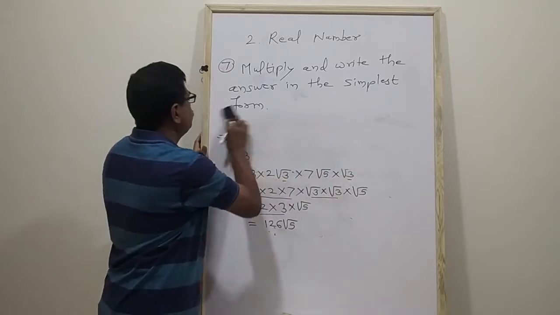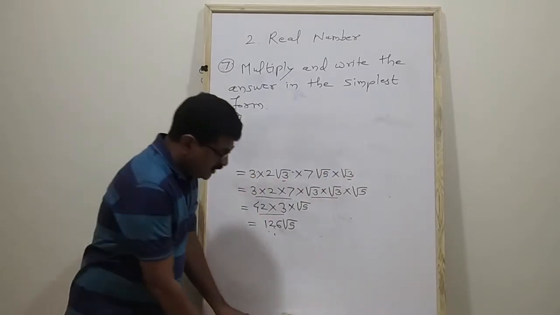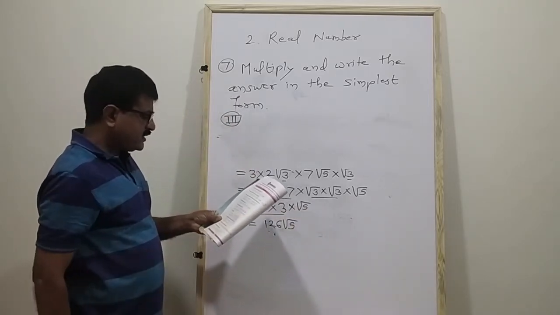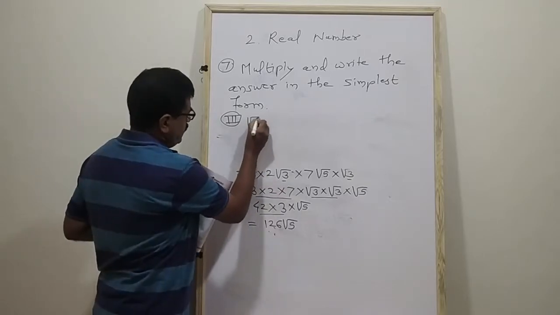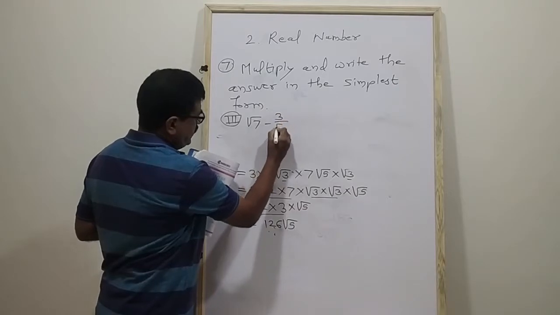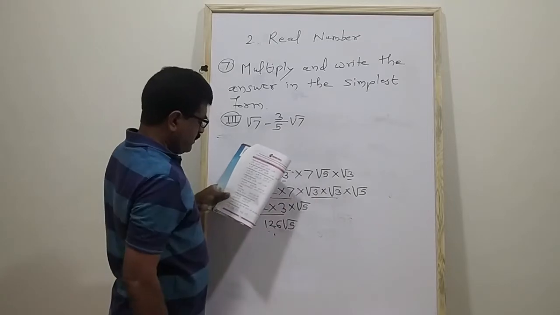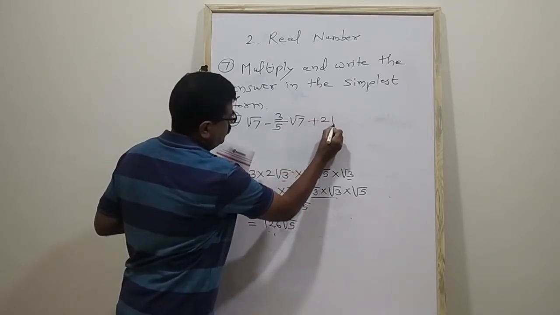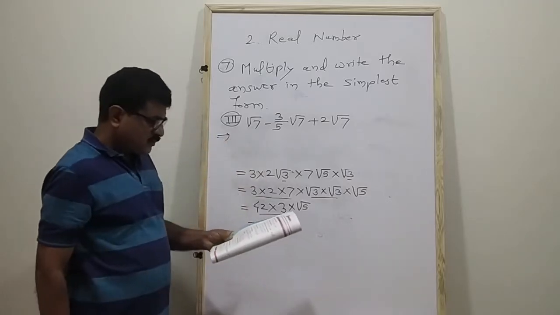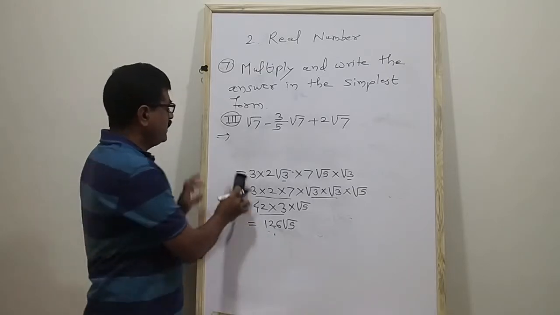Third example. Square root 7 minus 3 upon 5 square root 7 plus 2 square root 7. Square root 7 minus 3 upon 5 square root 7 plus 2 square root 7.